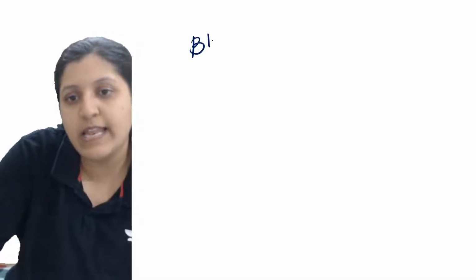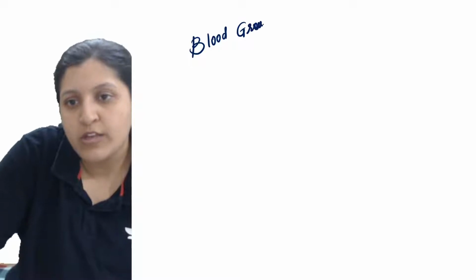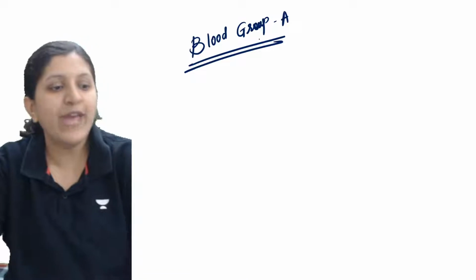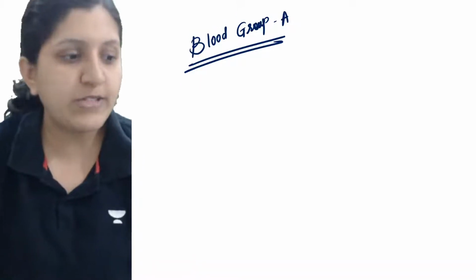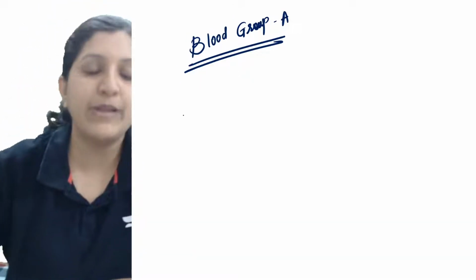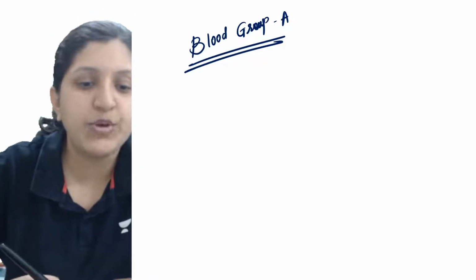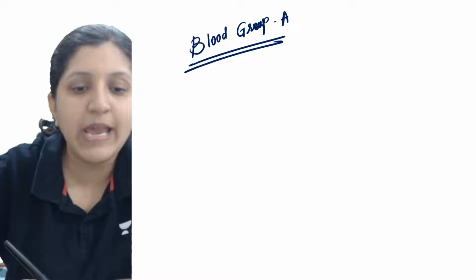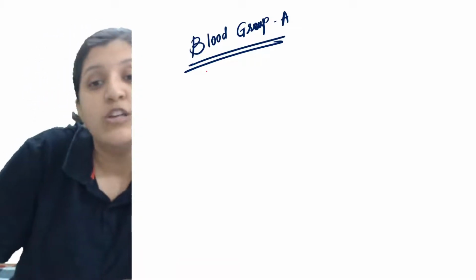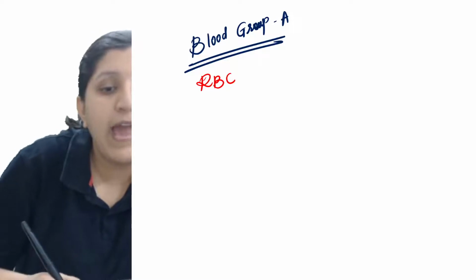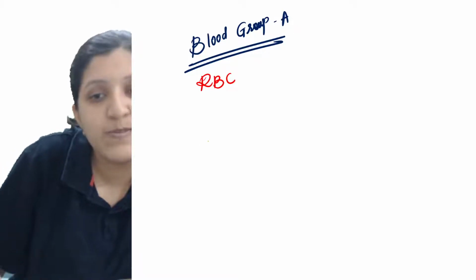Let's take blood group A. So now this is in case of blood group A. What happens in blood group A? We are not talking about negative or positive here, we are just talking about the blood grouping system. Let's imagine there is a person who has a blood group. So we will be talking about the RBC, and we'll also talk about the plasma that is there.